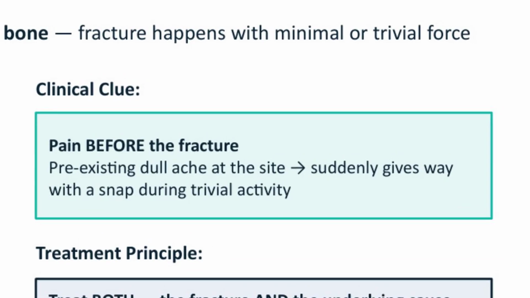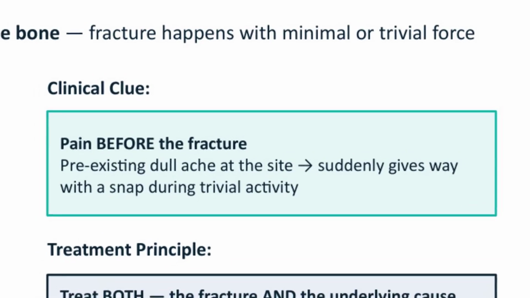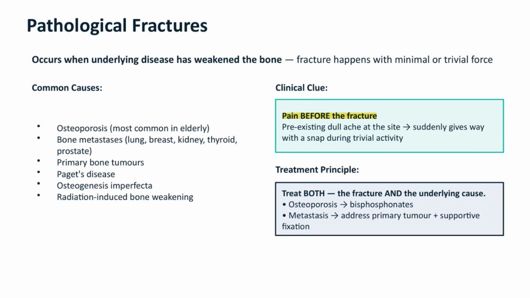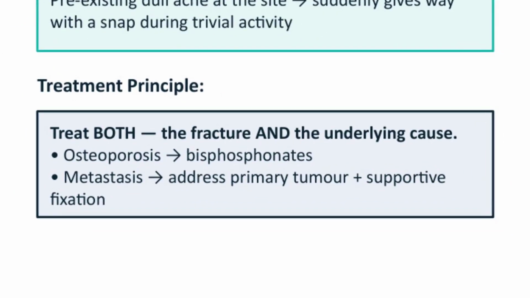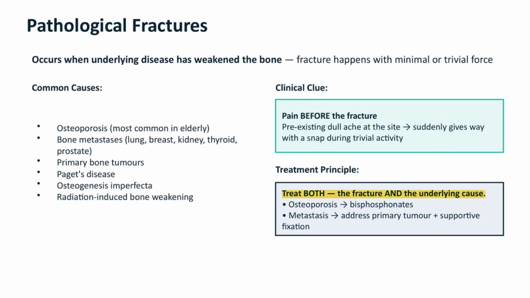Here's a clinical clue. The hallmark of a pathological fracture is pain before the fracture. The patient often describes a pre-existing dull ache at the site that suddenly gives way with a snap during a trivial activity. Now, the treatment principle. Treat both the fracture and the underlying cause. If it's osteoporosis, start bisphosphonates. If it's a metastasis, address the primary tumor and use supportive fixation for the fracture.